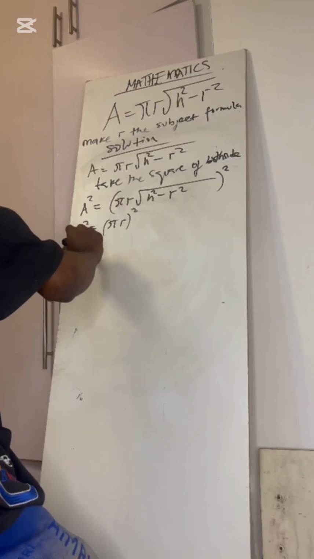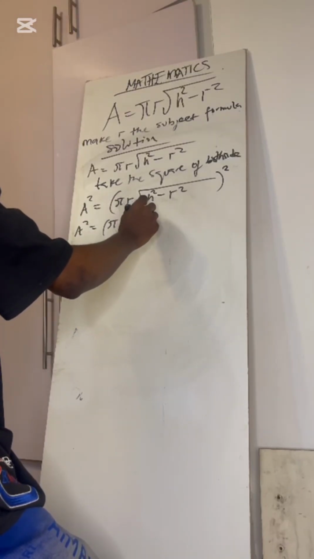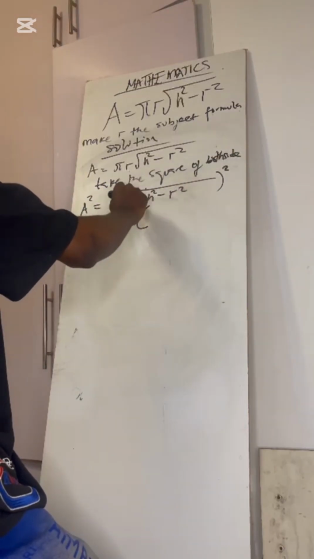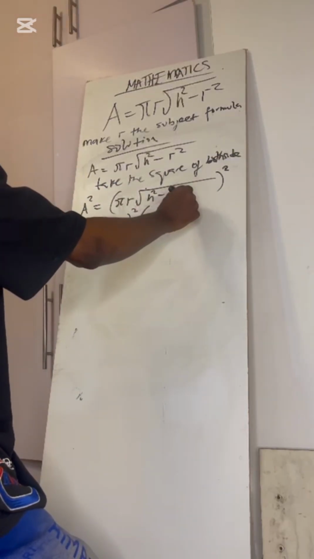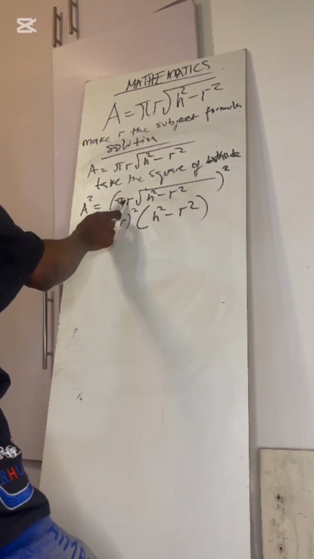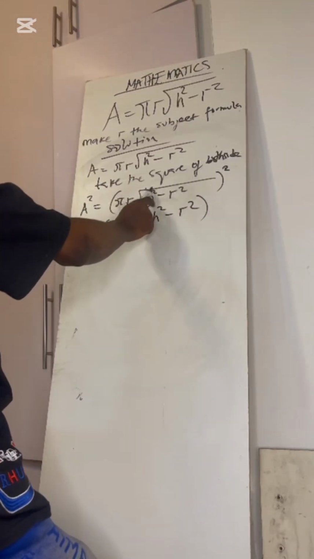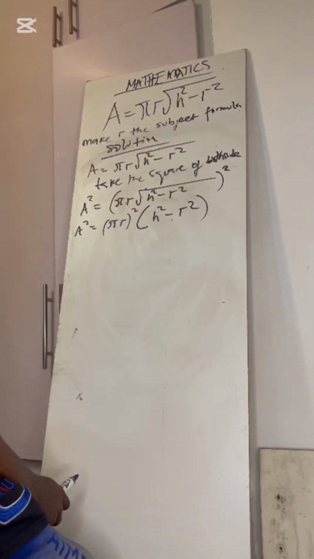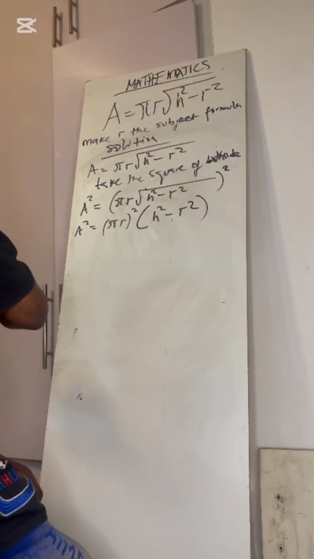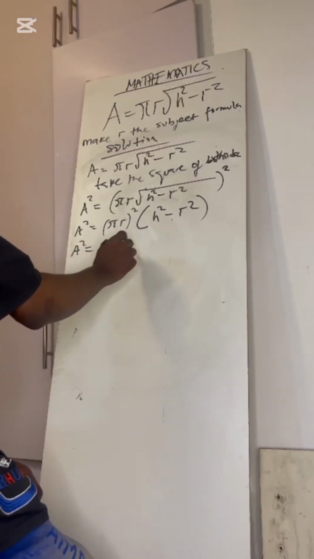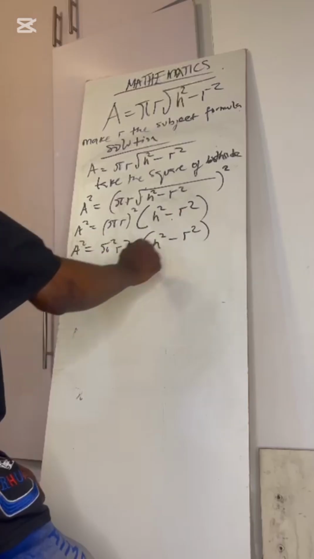Then this square will take over this root, so we are going to have h square minus r square. Because this square is going to square this, then the square is going to separate this, because they are two separate entities bound by a multiplication sign. So the next thing we are going to have is a square is equal to pi square r square, in bracket, h square minus r square.